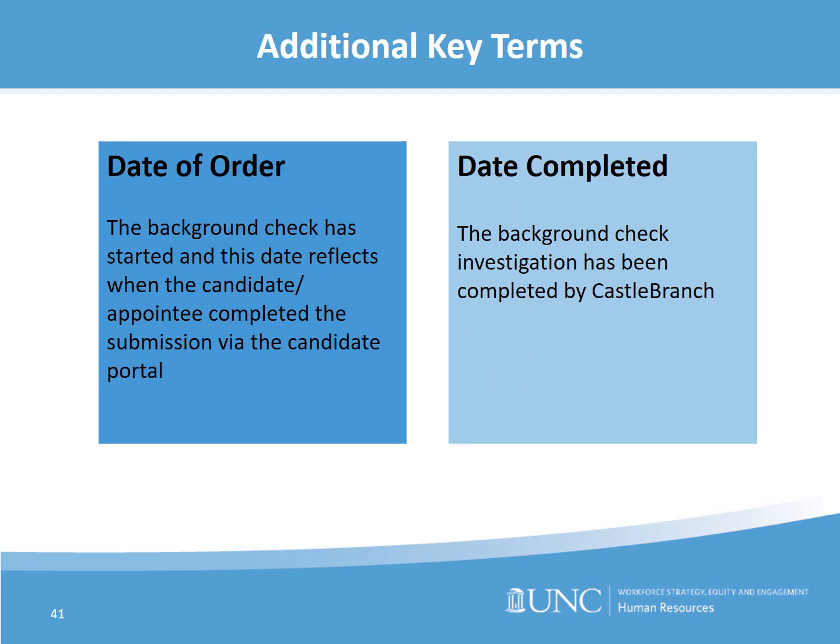To avoid issues or delays in the background check process, it's important to be aware of these additional key terms. Date of order means the date that the candidate appointee responded to the invitation. Date completed means the date that CastleBranch returns the background check. The date completed is the date we use to calculate the validity period of the background check.